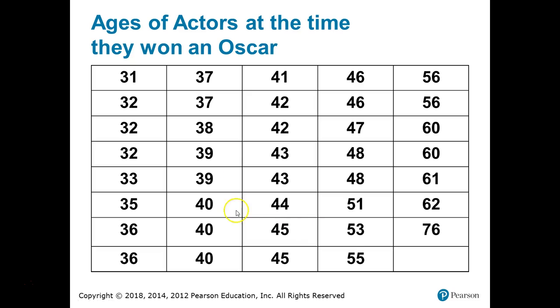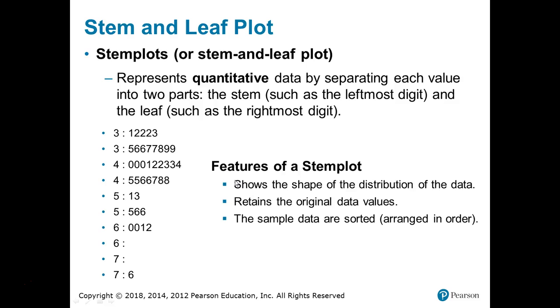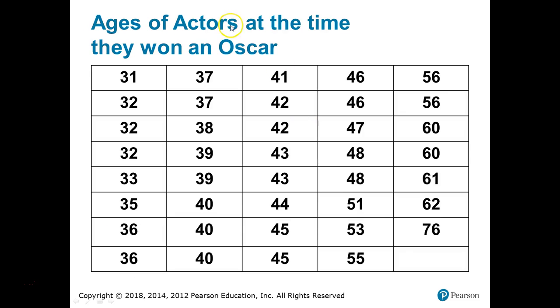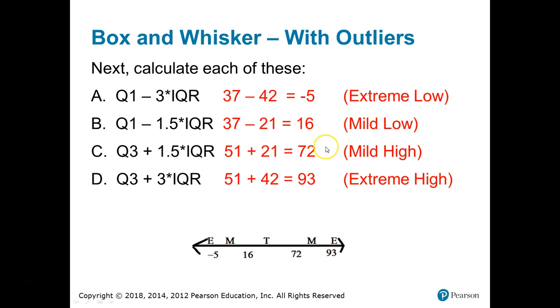So let's look at our data points. We're looking for any data between -5 and 16. So our minimum is 31, so we would have no data points that would be considered an outlier on the lower end. And then on the higher end, we're looking for 72 to 93 or above.